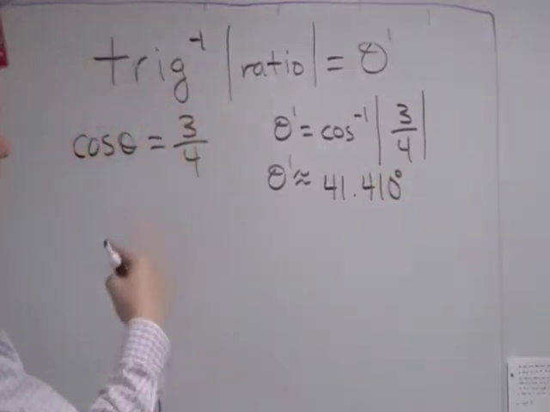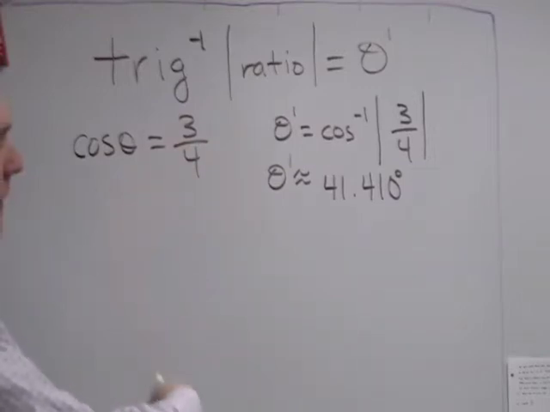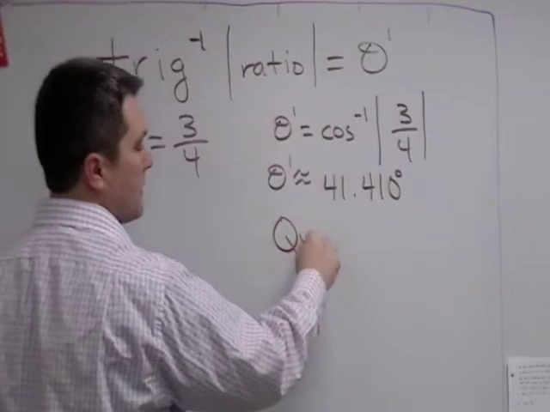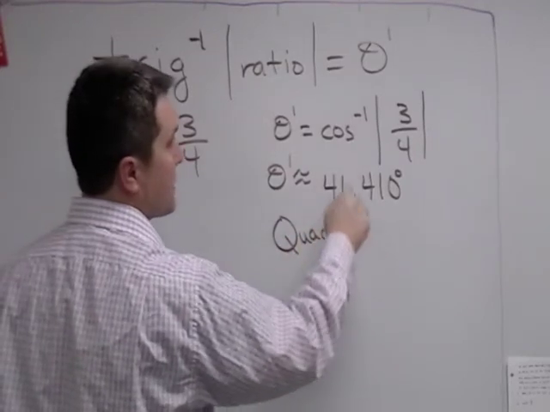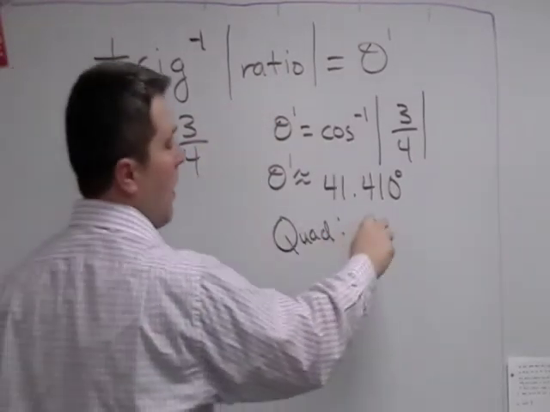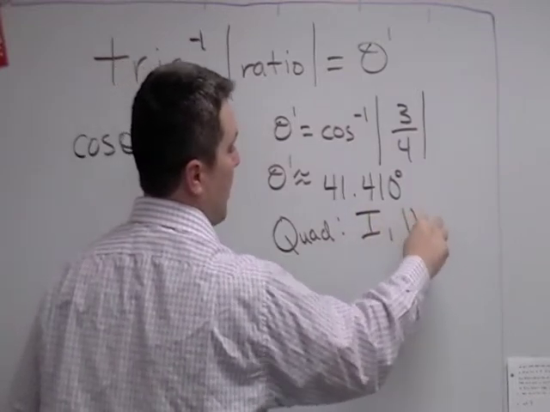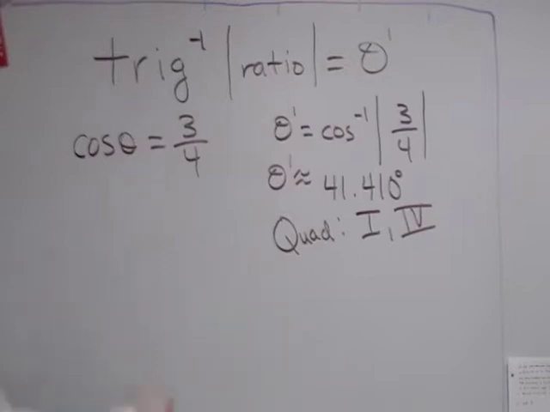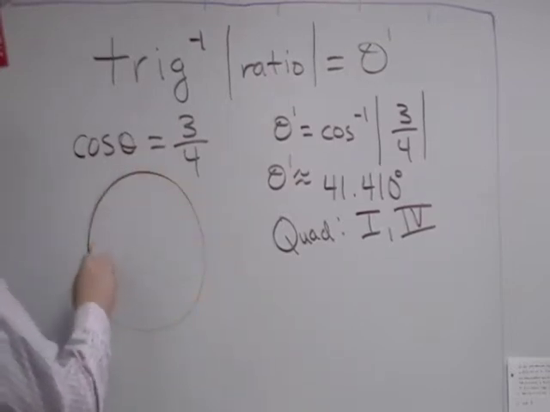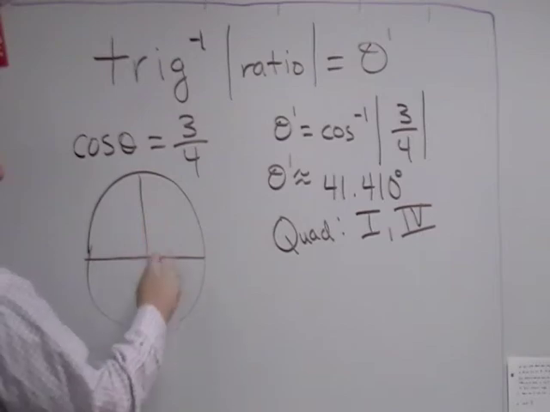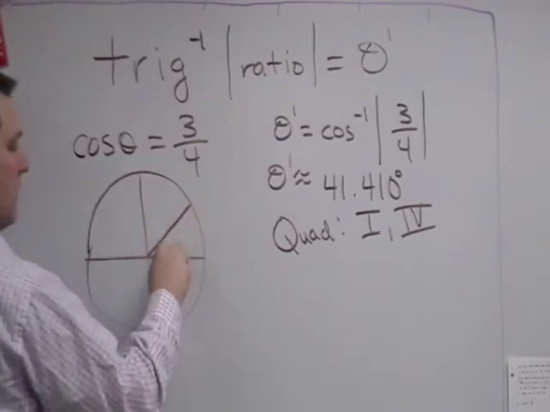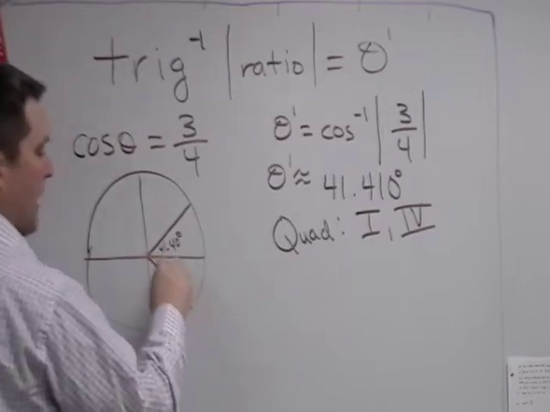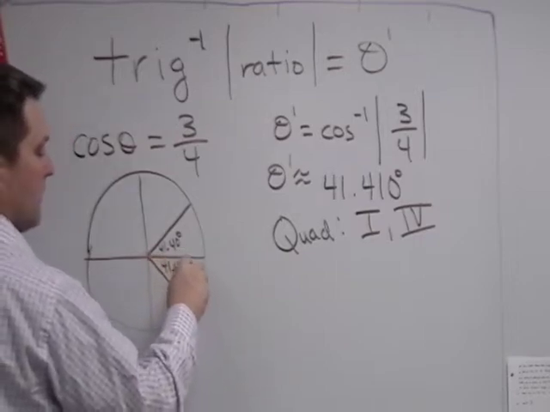Now, I'm not just in the first quadrant. I'm going all the way around the circle. So yesterday we figured out our reference angle. We figured out our quadrant. So this looks to be in quadrants where cosine is positive. All Students Take Calculus. Quadrants 1 and 4. Okay, so then we draw the picture like we did yesterday. We draw a 41.41 degree angle in quadrant 1. We draw a 41.41 angle in quadrant 4.